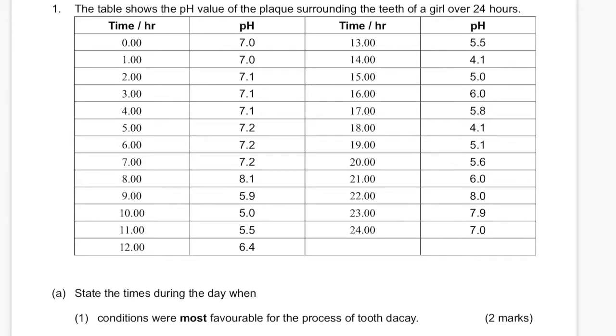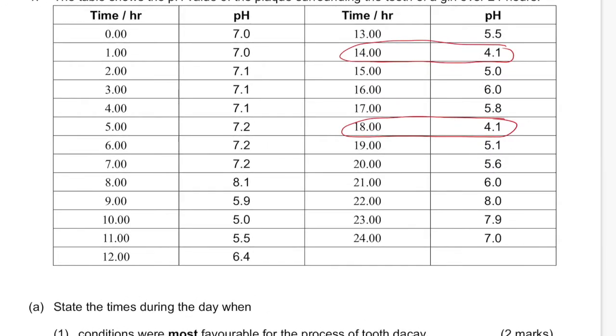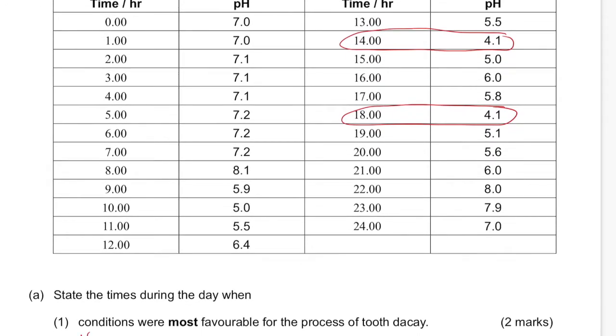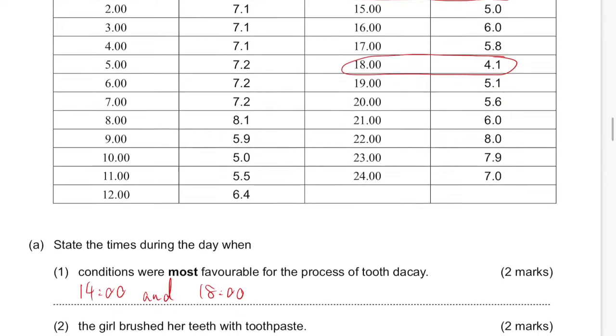So among the table, we can find the smallest number for pH on the right hand side. The smallest number means it's more acidic. Okay, so on the right hand side you can find 4.1, which is the smallest number on this table, and the time for the pH at 4.1 is at 2 p.m. and also 6 p.m. Okay, and then next one.